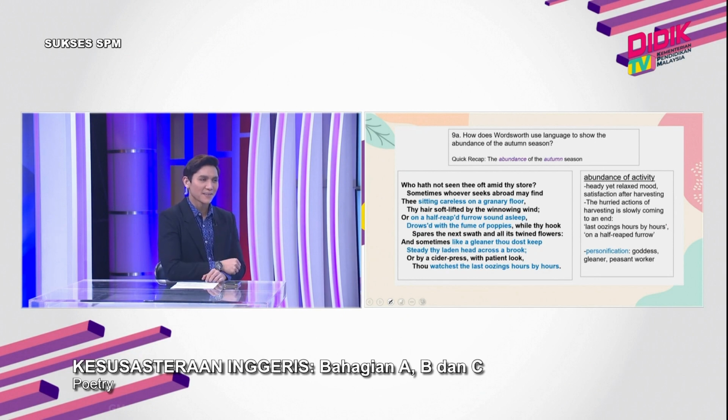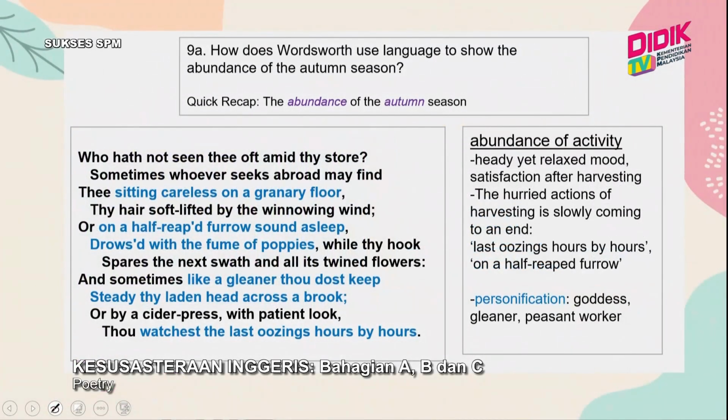Hours by hours. Correct. So when you have an abundance of activity, this is Keats conveying to his readers how autumn is a season that is filled with the hustle and bustle of human activity. All right, so you've got there the gleaners, you've got there the collectors, you've got there all sorts of harvesting going on. The right track.